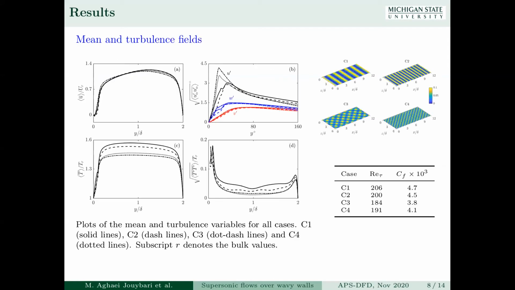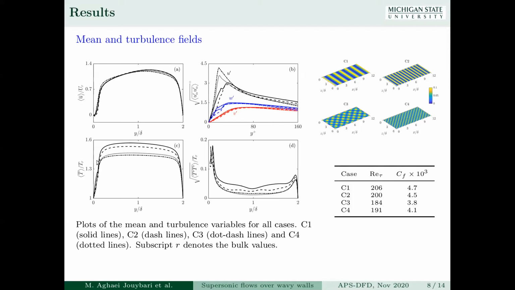These figures compare different mean flow and turbulence variables between these four surfaces, and the table compares the drag coefficient. As you can see, the drag coefficient is higher for 2D cases compared to the 3D surfaces, and this is consistent with the incompressible flows over these surfaces. Figure C shows the mean temperature profile of these cases. As you can see, they obey the same trend as the drag coefficient.